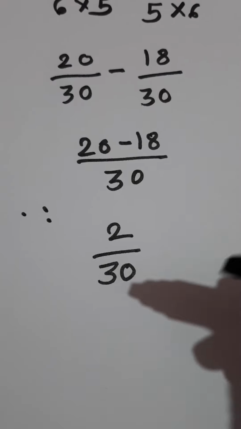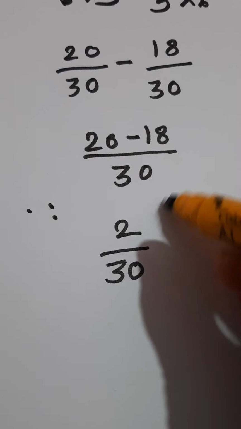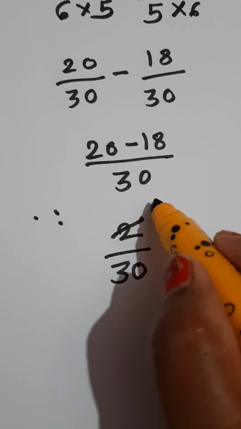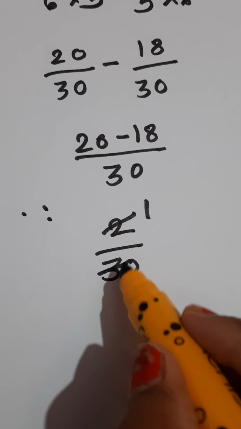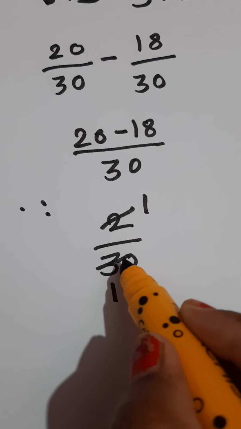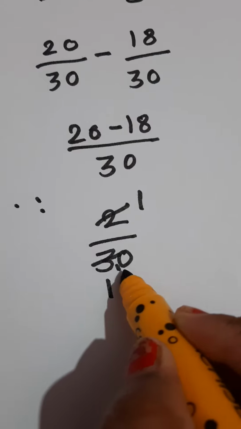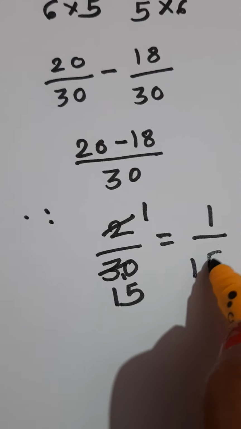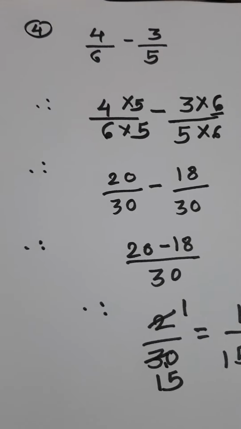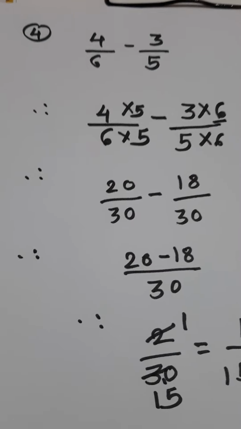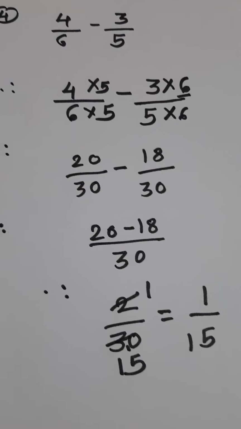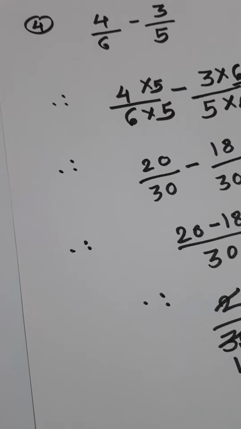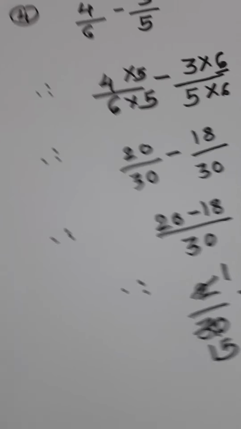2 upon 30. Here at the unit place 0 is there. So it is divisible by 2. So here also do the reduction. 2 1s are 2. Here 2 1s are 2. 3 minus 2, 1 remains here, means 10. 2 5s are 10. So the reduction of this fraction is 1 upon 15. Like this way we can subtract unlike fractions. First make them like fractions and then do the subtraction.